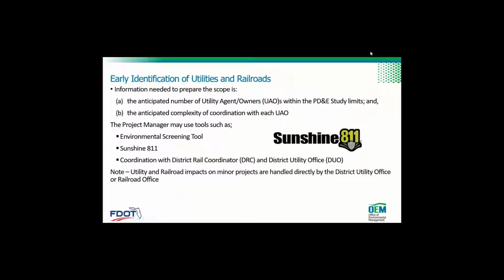Okay, so early identification of utilities and railroads. Information needed to prepare the scope is the number of utilities within the study limits, and the complexity of coordination with each utility. So the project manager may use tools such as environmental screening tool, Sunshine 811, in coordination with district rail coordinator and district utility office. And then minor projects will be handled directly by those offices.